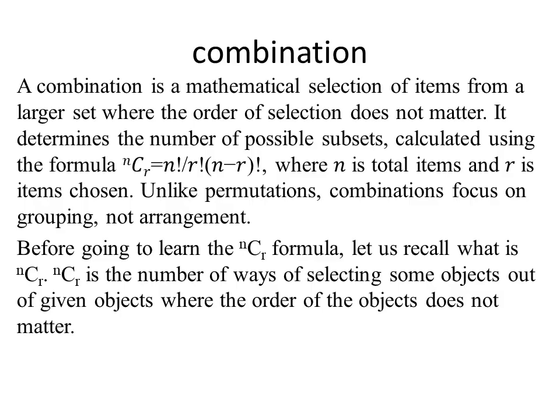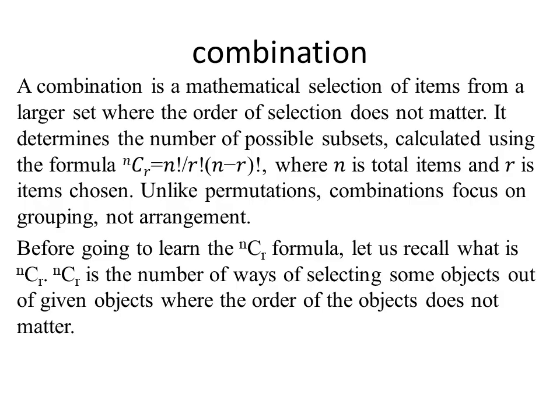It determines the number of possible subsets calculated using the formula nCr is equal to n factorial over r factorial into n minus r factorial, where n is the total items and r is the items chosen. Unlike permutations, combination focuses on grouping, not on arrangement.